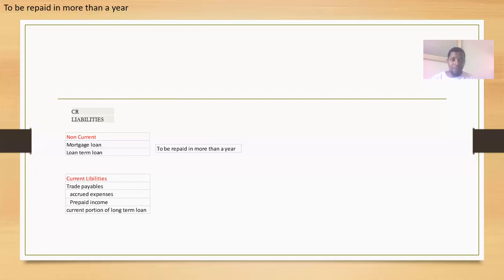And then current portion of long-term loan, this is the part of the long-term loan that is falling due in a period of less than 12 months. So current portion of long-term loan is the portion, say you have a mortgage, and on this mortgage, you're going to be paying it partly each year. And then the portion that you're going to pay this year for the mortgage becomes your current portion of the long-term loan. So it's part of the long-term loan that is going to be paid in the near future. This is a period of less than 12 months, to be repaid in less than a year. All these liabilities are the part of liabilities that you're going to repay in less than a year.